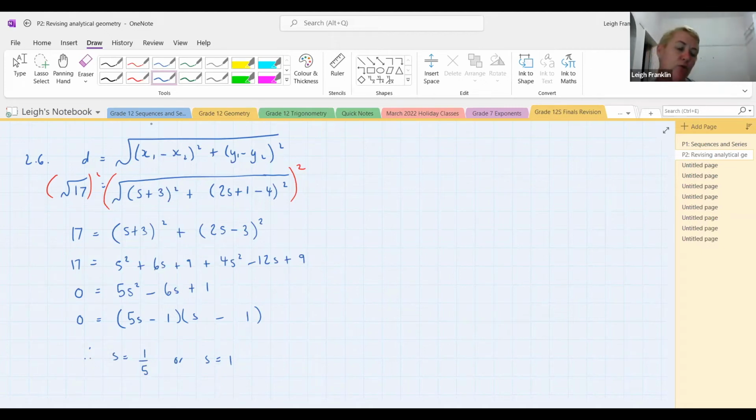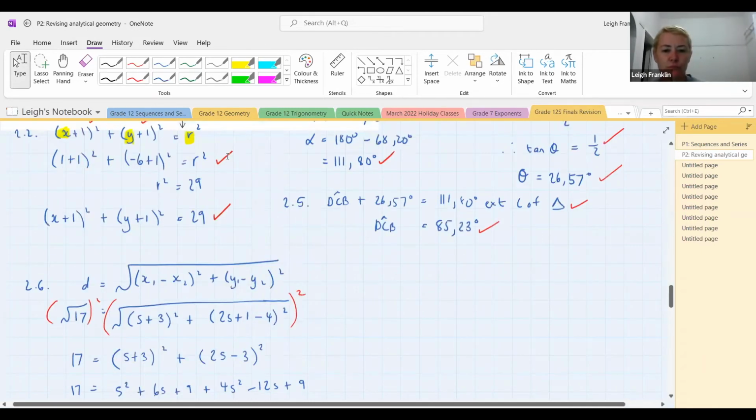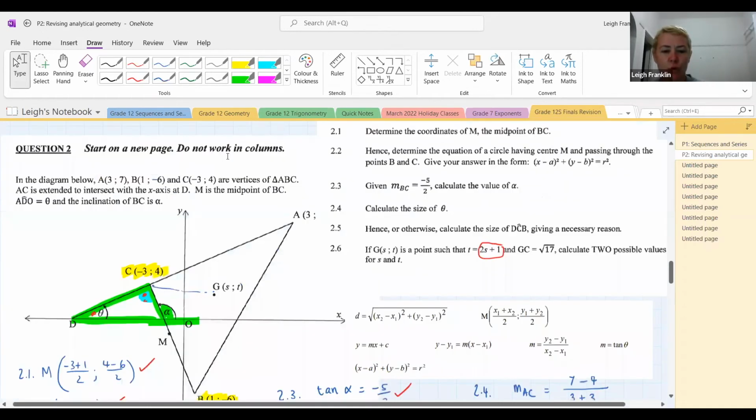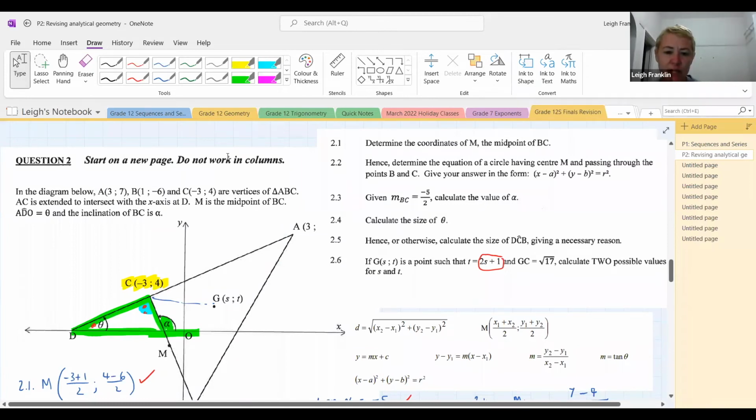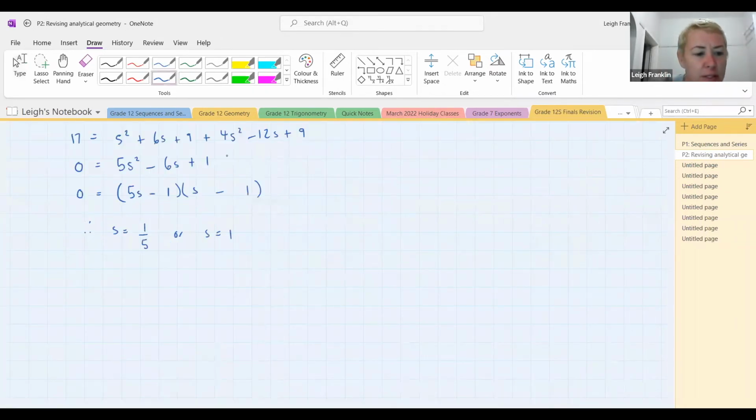Okay, so there are two solutions for s. How are we going to get two solutions for t now? What should we do? We've got to go back and use our formula. In other words, t equals 2s plus 1. So subbing back into that, t equals 2s plus 1.